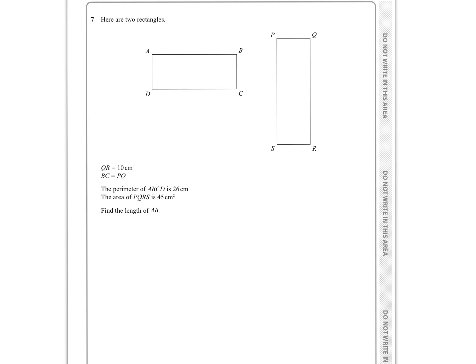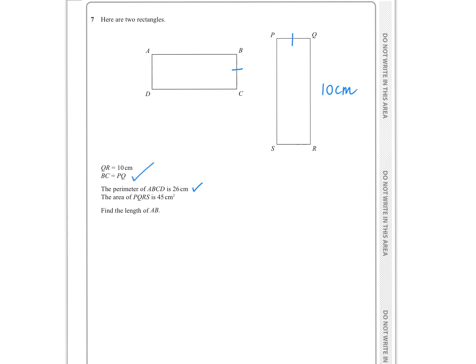Question 7. We're given 2 rectangles. We're given some information. We're told that QR is 10 centimetres. And also that BC and PQ are the same. We're told the perimeter of ABCD is 26 centimetres. That's all the way around here. And we're also told that the area of the second rectangle PQRS is 45 centimetre squares.